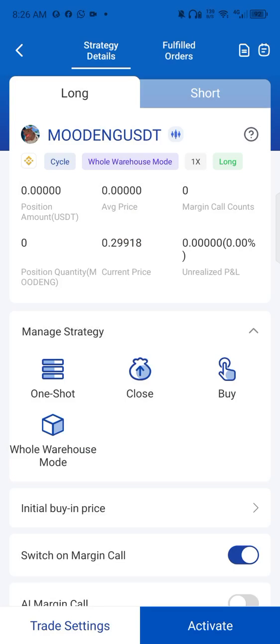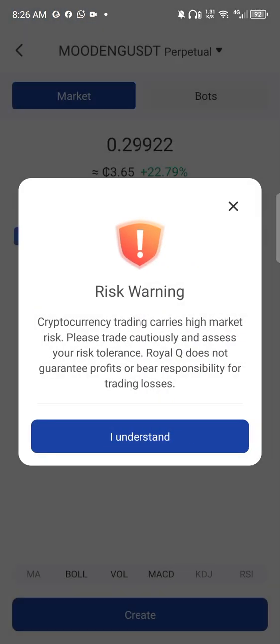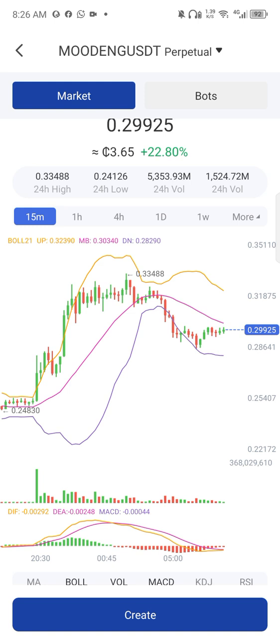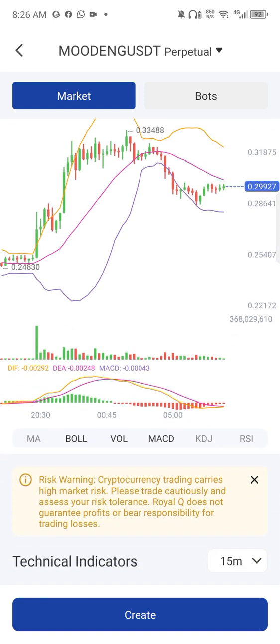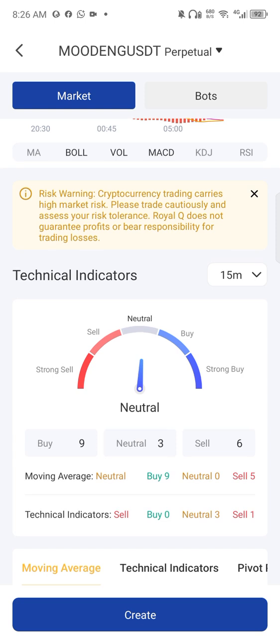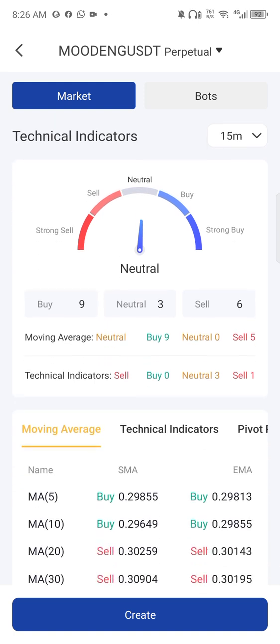So I click on the histogram sign, then it opens the coin for me, and now I can see that this coin is doing a lot of magic in the market. But let me go and look at the RSI. Okay, so the indicator of this coin is telling me that it's in the neutral zone. So this coin is in the neutral zone at the moment.